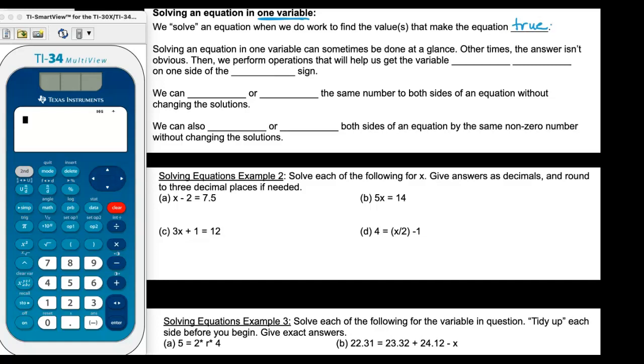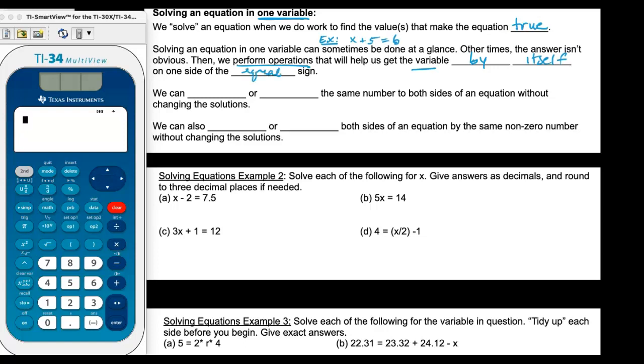Solving an equation in one variable can sometimes be done at a glance. For example, just like above, when we had x plus 5 equals 6, I could just look at that and say, oh, x is 1 because 1 plus 5 is 6. I can just glance at that. Other times the answer is not as obvious. So maybe you have a more complicated equation where you can't just look at it and find the answer. In that case, we perform operations that will help us get the variable by itself. That's the goal: to get the variable by itself on one side of the equal sign.